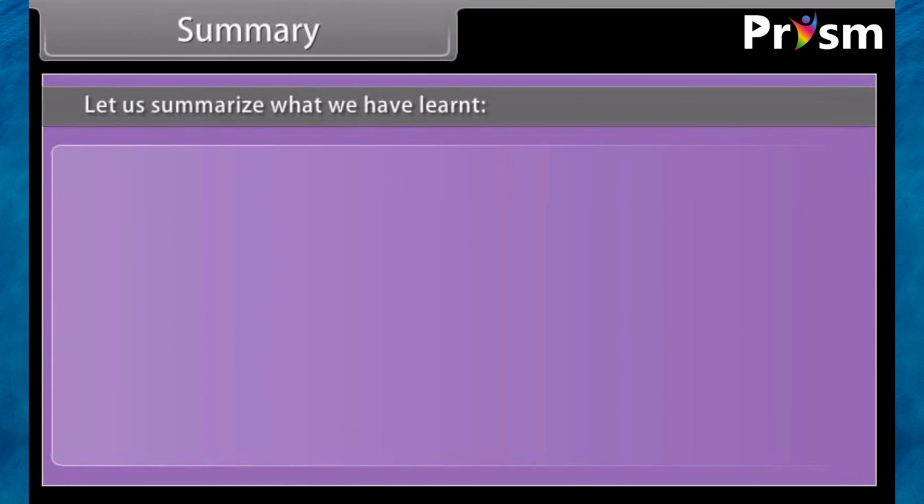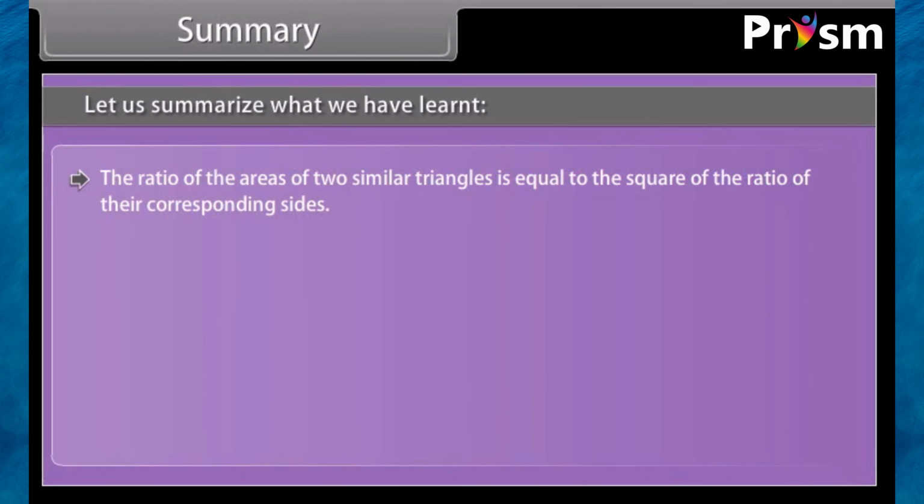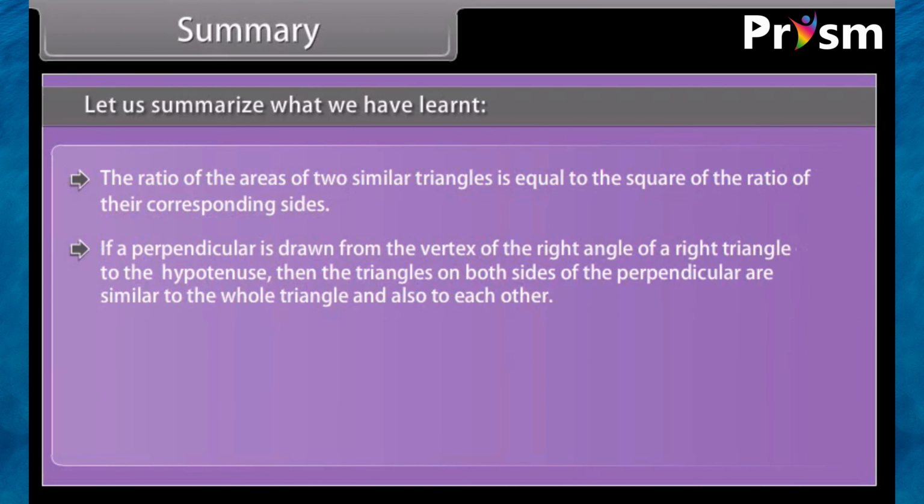Summary. Let us summarize what we have learnt. The ratio of the areas of two similar triangles is equal to the square of the ratio of their corresponding sides. If a perpendicular is drawn from the vertex of the right angle of a right triangle to the hypotenuse, then the triangles on both sides of the perpendicular are similar to the whole triangle and also to each other.